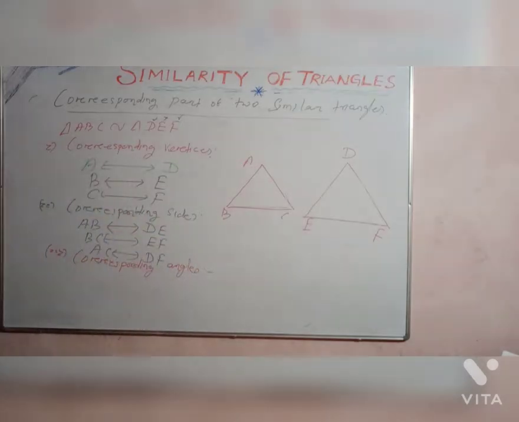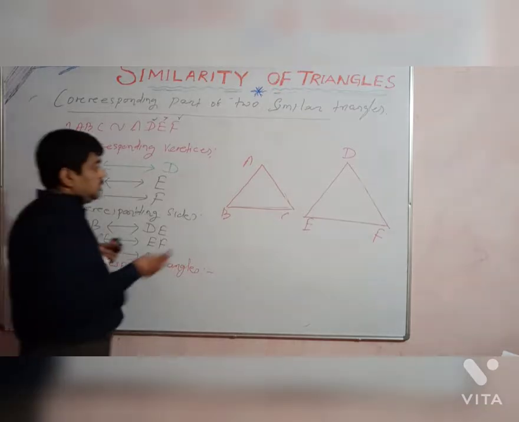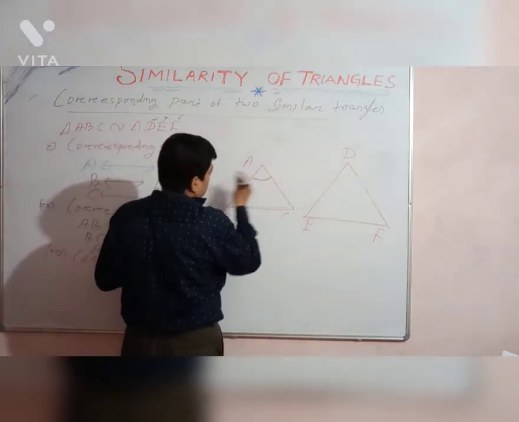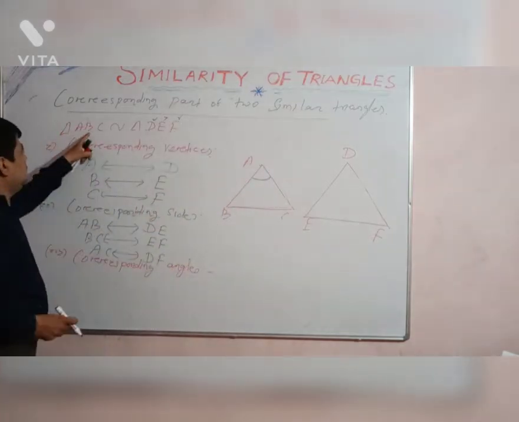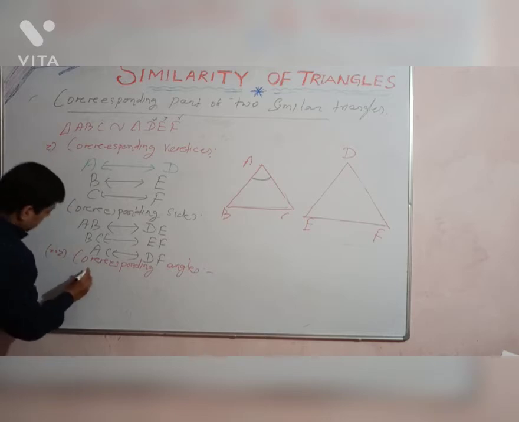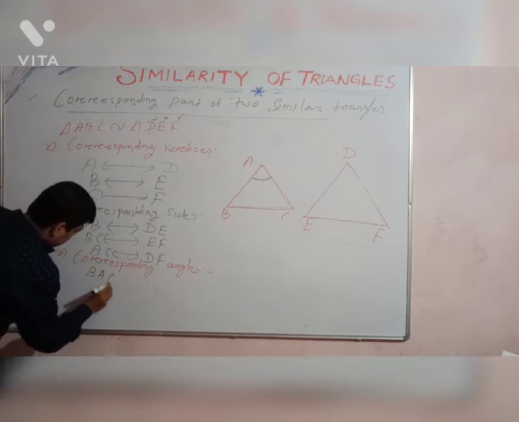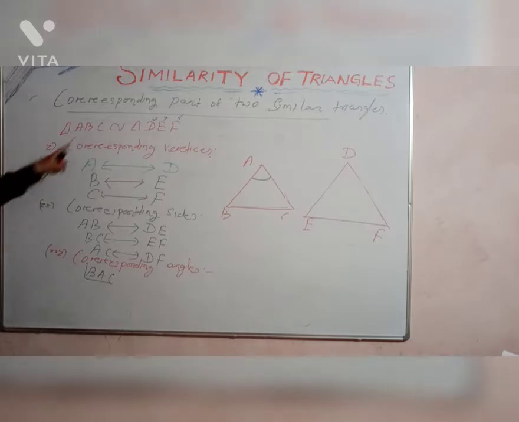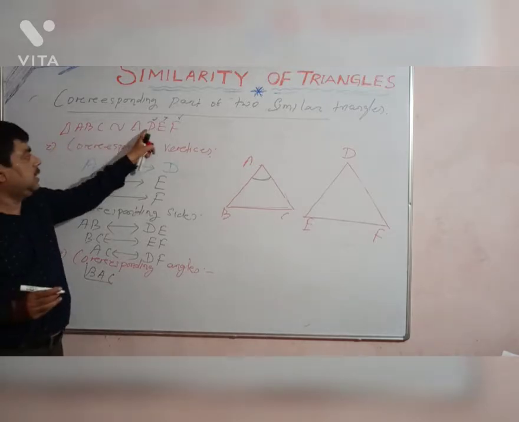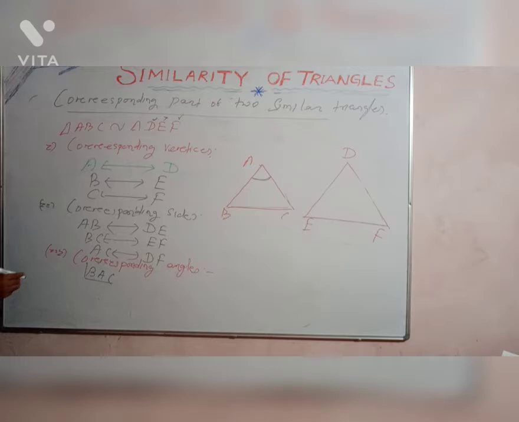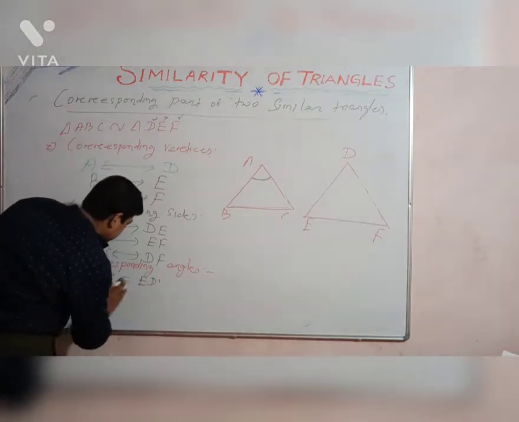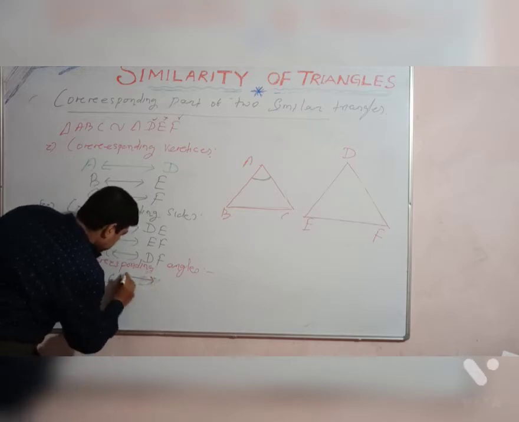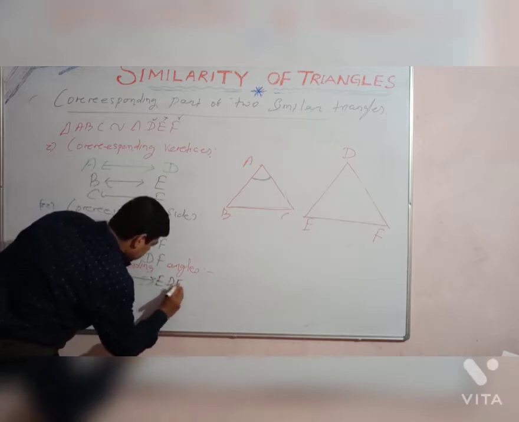So corresponding angles. What are the corresponding angles? You see angle A. We say angle A means angle BAC. First point A, you can also write it as angle BAC. So angle BAC means which angle? Angle A. In the similar manner, angle EDF. Yes or no? Angle BAC is equal to angle EDF. Corresponding angle, EDF. Okay.